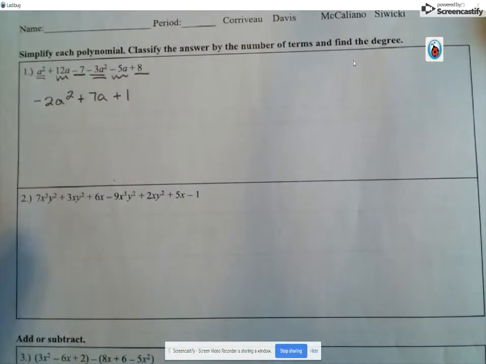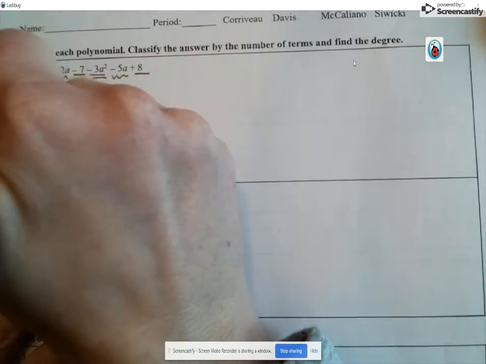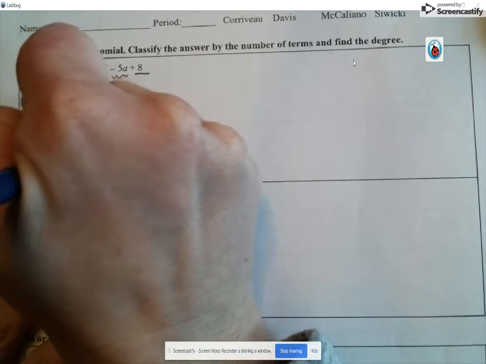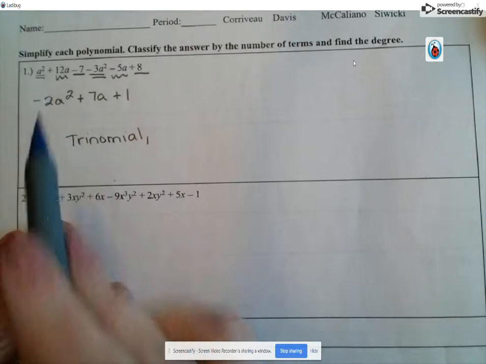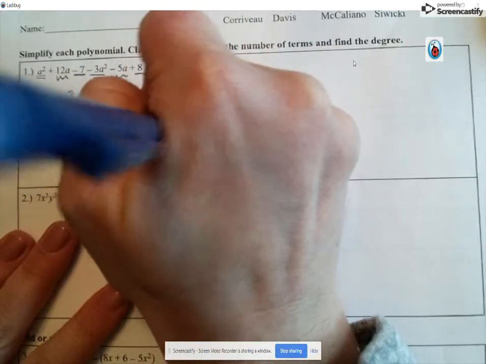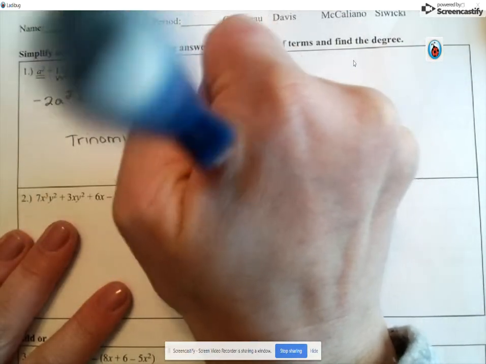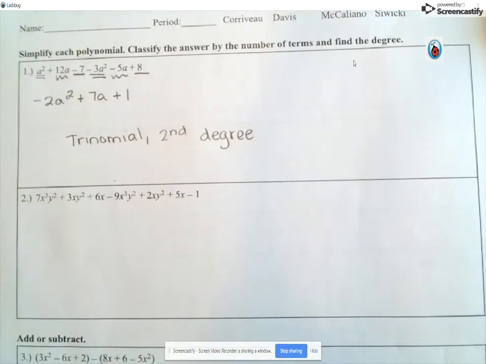Okay, so I'm not done. I do need to classify by the number of terms. So this is a trinomial since there are 3 terms. And if I look, my highest degree is 2. So second degree. Okay, so that's number 1. Let's take a look at number 2.